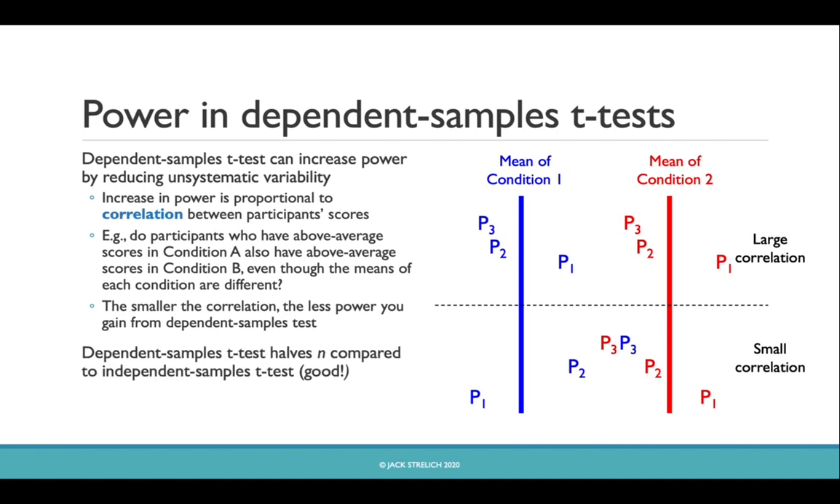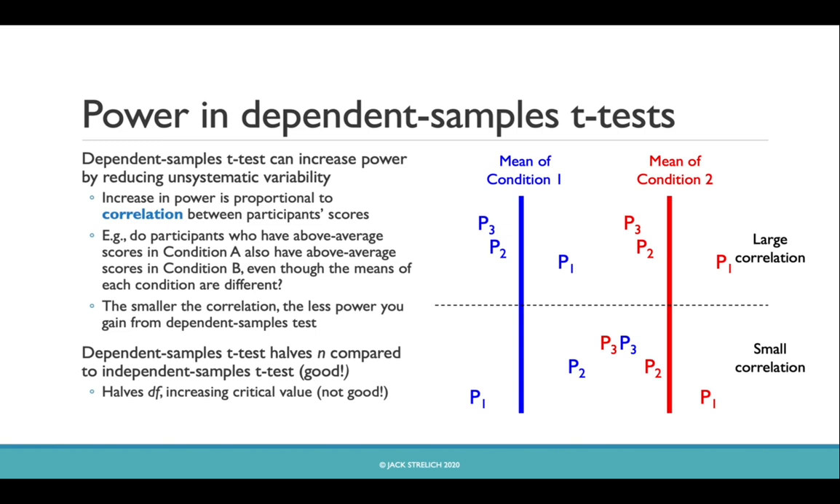One other thing to note here is that a dependent samples t-test requires half the number of participants compared to an independent samples t-test, which is awesome. Participants are hard to come by, and it takes time and money to get people to participate in our studies. However, cutting the sample size in half also cuts our degrees of freedom in half, which increases our critical value.